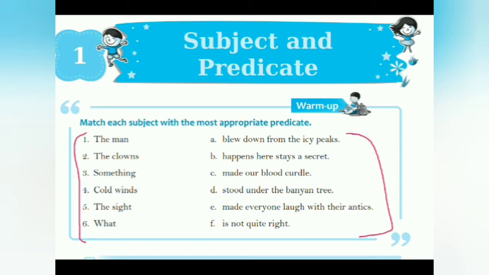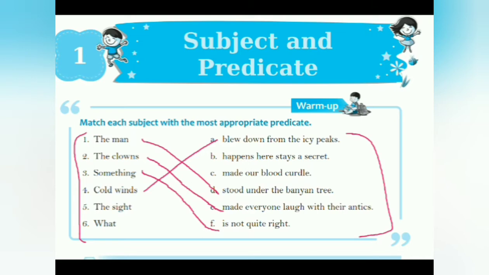The first subject is the man, and it would go with D. The man stood under the banyan tree. The second subject is the clowns. The clowns made everyone laugh with their antics. The third subject is something. That would go with something is not quite right. The fourth subject is cold winds. It would go with the cold winds blew down from the icy peaks.